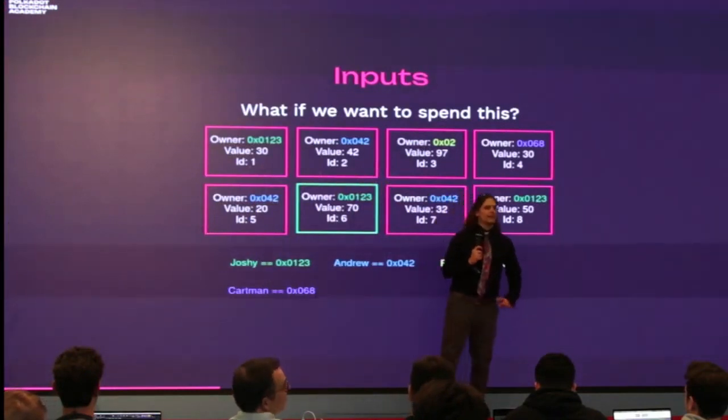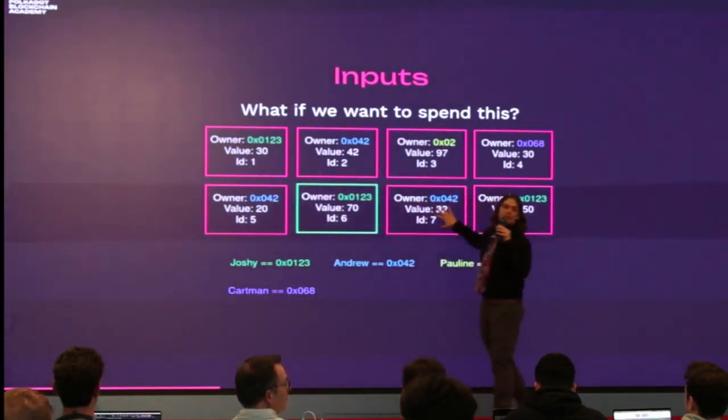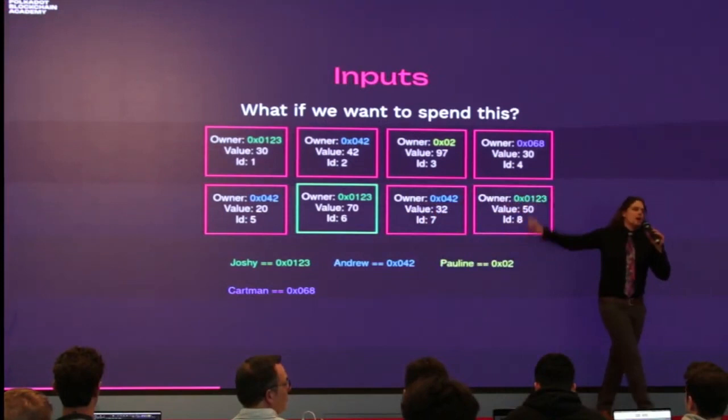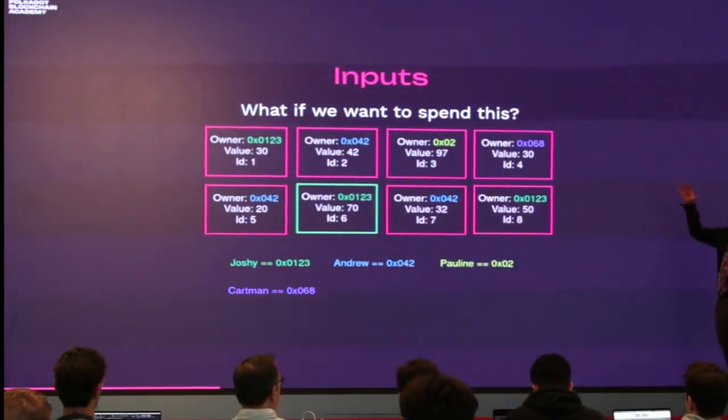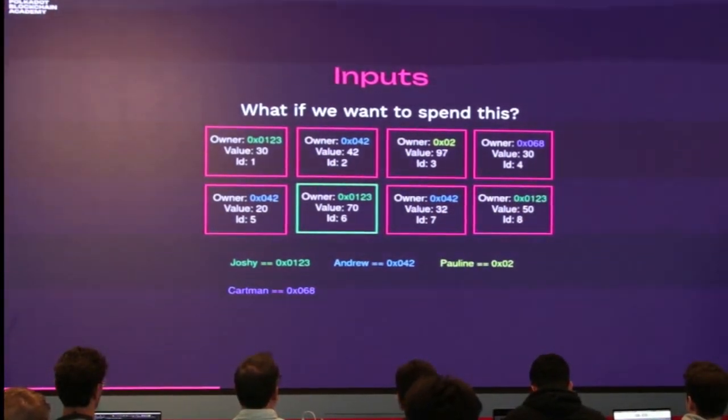So each one of those is a transaction? No, they're not transactions. These are UTXOs. These belong in the state. Okay, so let's zoom out a little bit. Forget about UTXOs for a second and think about state machines.